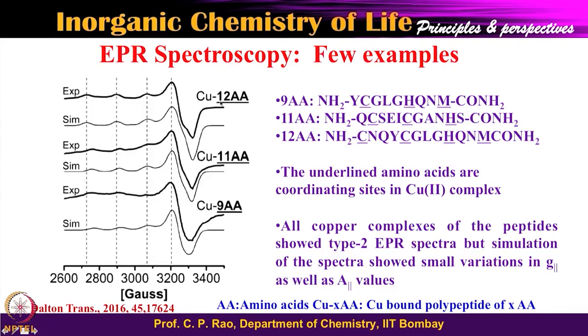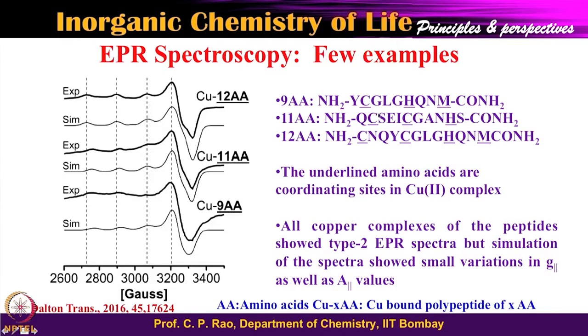These are the EPR spectra measured. EXP refers to experimental, SIML refers to the simulated. You can experimentally measure, and you can also simulate using the parameters. You see that the 11 and 12 are similar to the 9. There are some little hyperfine couplings that you see different, but otherwise very similar things.